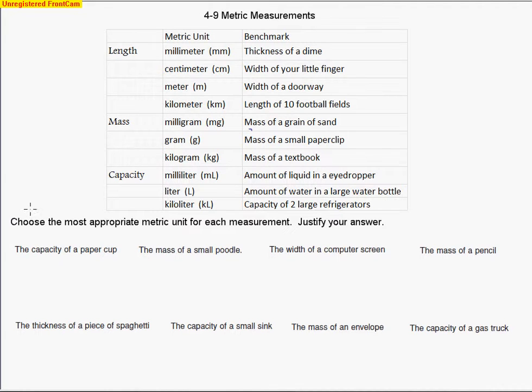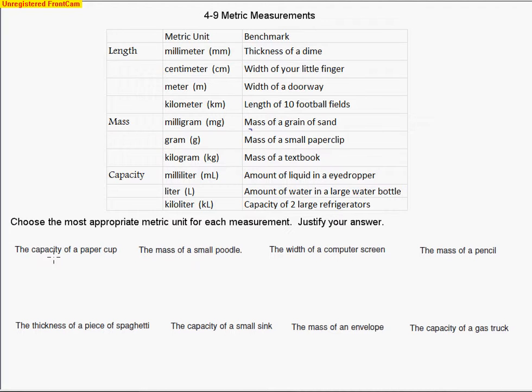So in the first part of today's lesson, it's going to ask us to choose the most appropriate metric unit for each measurement, and then we're going to justify our answer. The justifying is going to be used with the benchmark. So these words that we used for the benchmark are the same words that we're going to use to justify our answer. Let's take a look at our first one. It talks about the capacity of a paper cup.